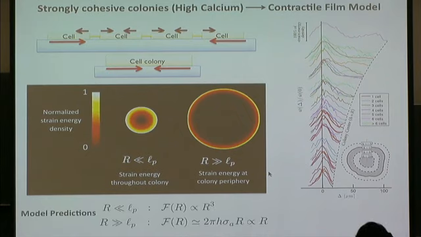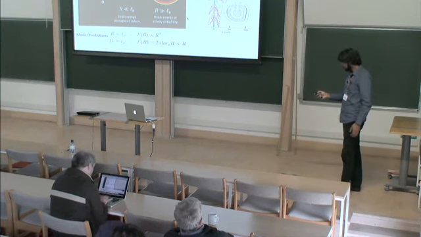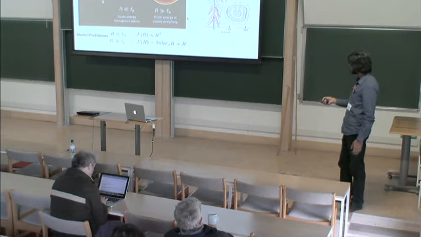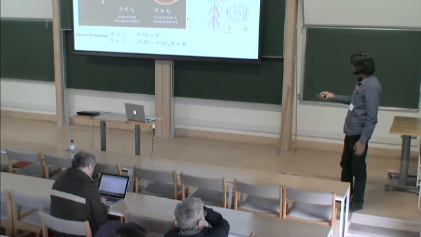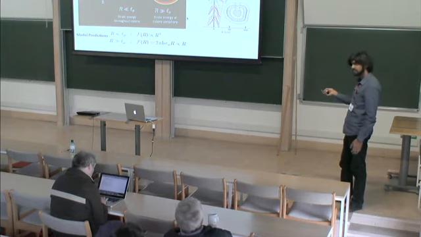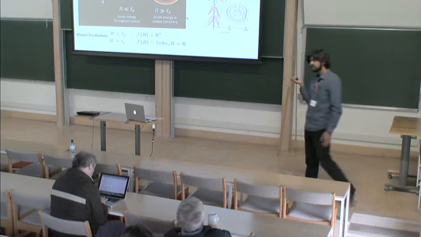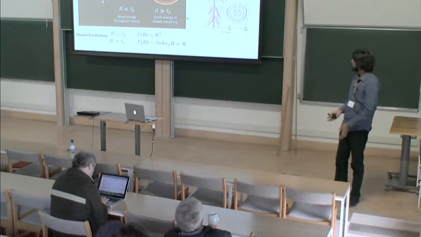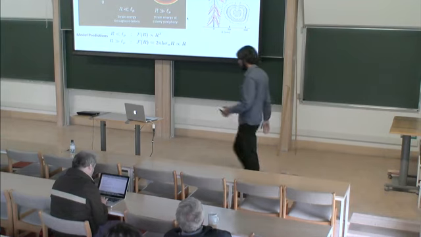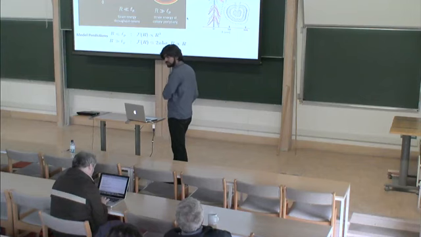Analytically, you can calculate something called the total traction force, defined as the total sum of the traction forces exerted by the cell colony. For very small colonies, F of R scales as R cubed, where R is the size of the cell colony. But for large cell colonies, you see a linear scaling of the total traction force with the size of the colony. This is very interesting because the linear scaling of force with size tells you that there exists a surface tension like quantity that stems just from activity.